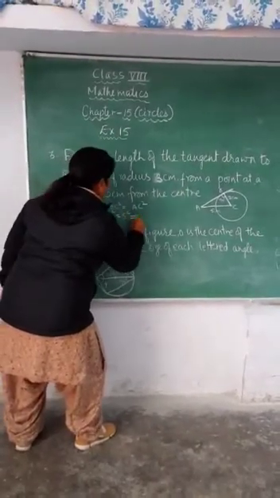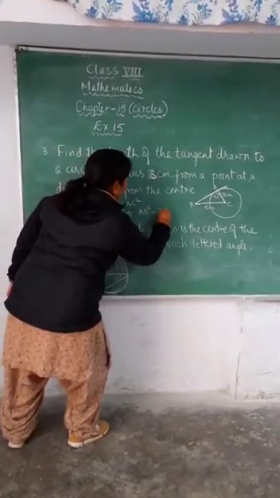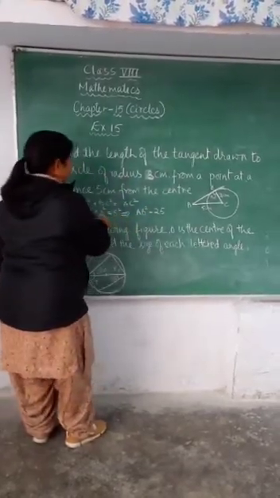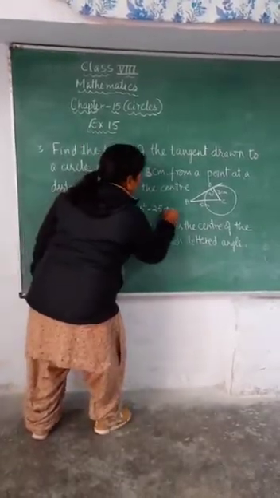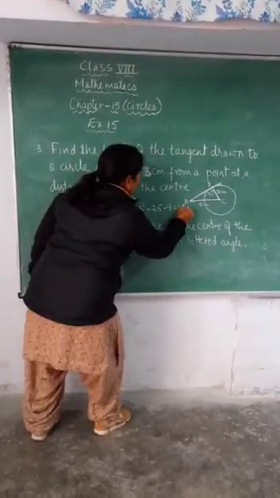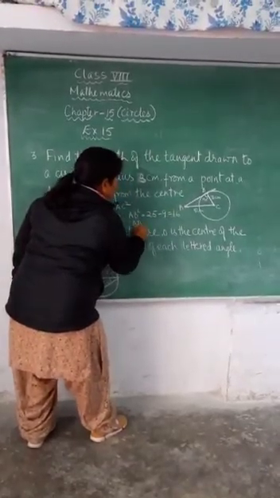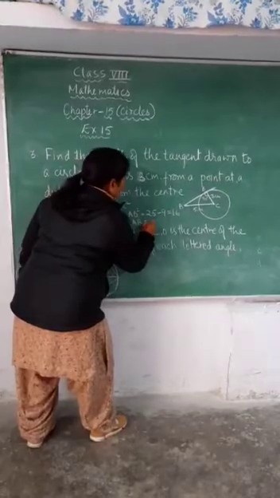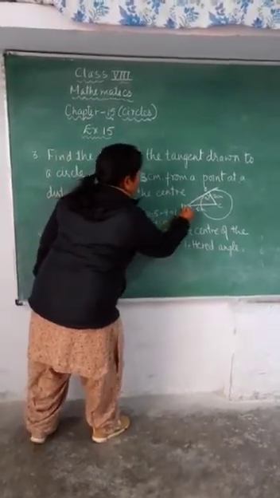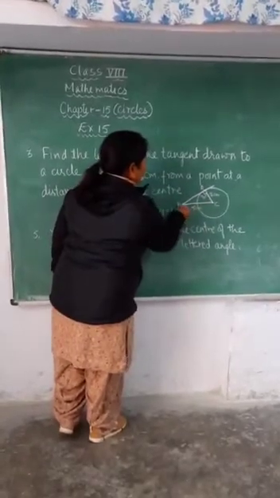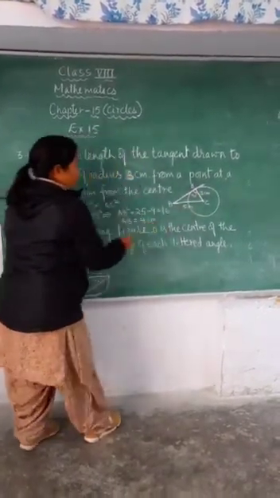Now this will be AB square equals 25. The square of 5 is 25. And we'll take this plus 3 square to the other side. This will become minus 9, which equals 16. And the square root of AB square is AB, and the square root of 16 is 4. So the length of the tangent from the point 5 cm away from the center is equal to 4 cm.